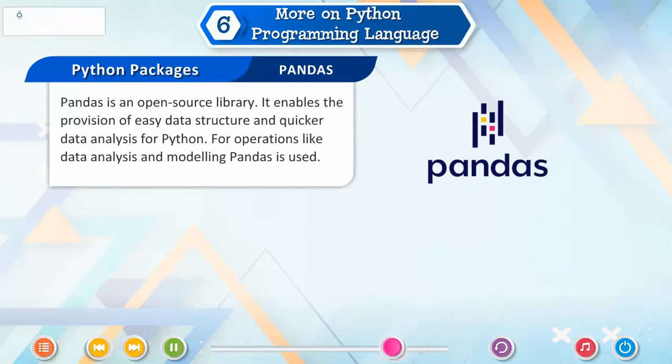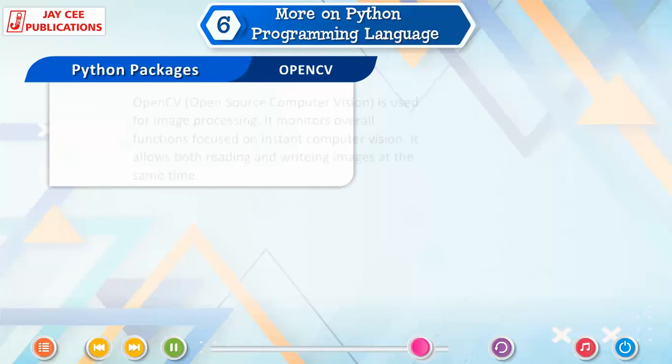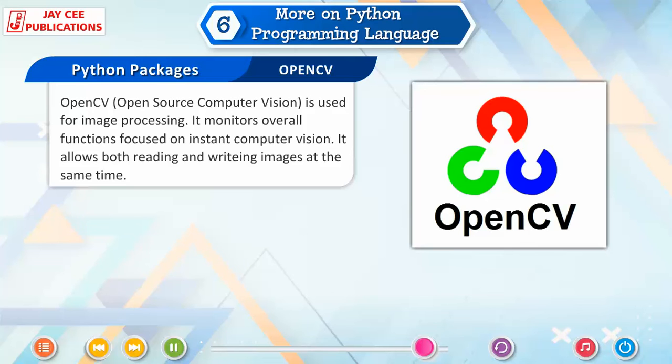Pandas. Pandas is an open source library. It enables the provision of easy data structures and quicker data analysis for Python. For operations like data analysis and modeling, Pandas is used. OpenCV. OpenCV, open source computer vision, is used for image processing. It monitors overall functions focused on instant computer vision. It allows both reading and writing images at the same time.